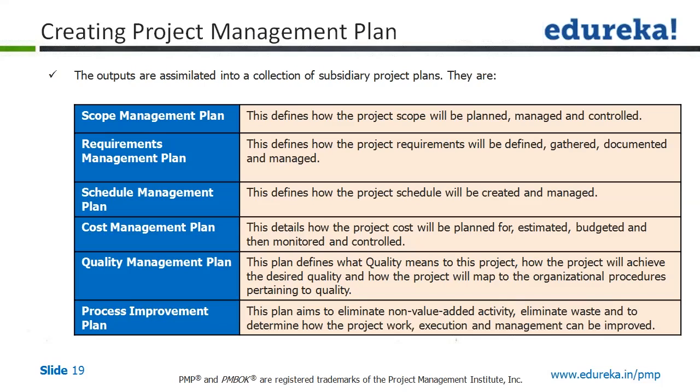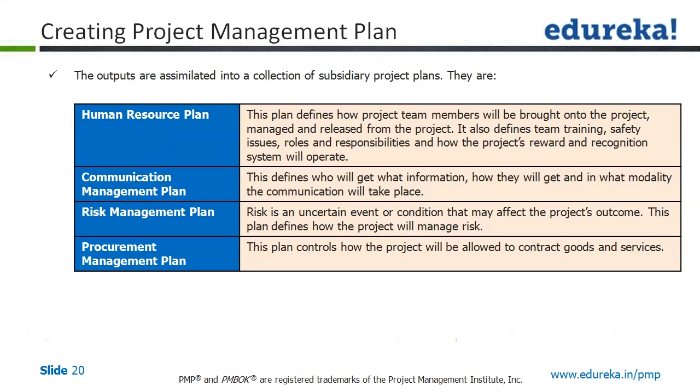The first is the scope management plan. That is the output from the fifth module, which is the second knowledge area. The scope management plan would be one of the outputs. Requirements management plan would be the second output from the scope process. Then comes your schedule management plan, which will be an output of your project time management process. The output from project cost management process is going to be a cost management plan.